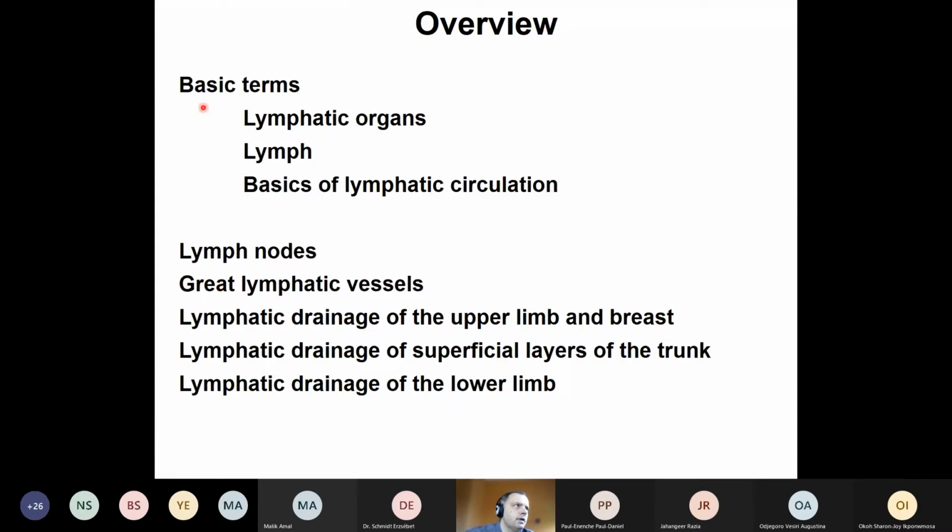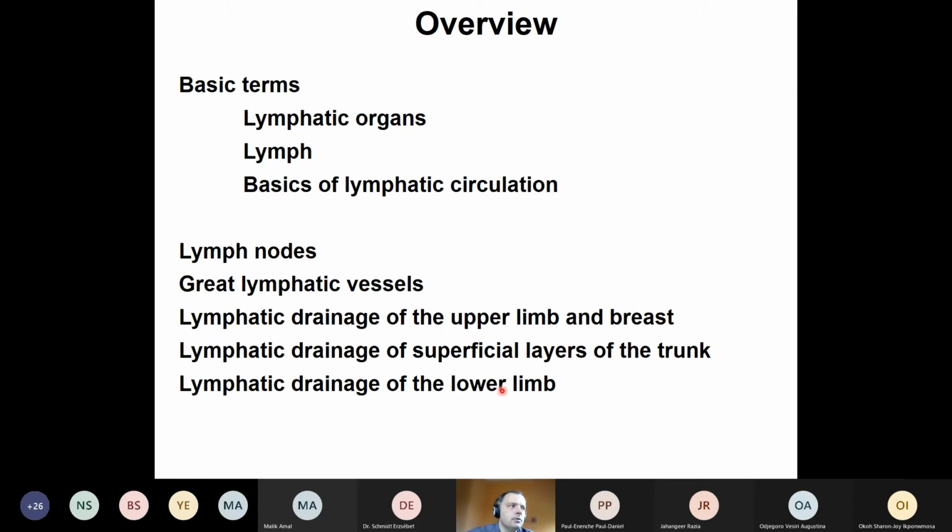First of all, I have to tell you some basic terms. What are the lymphatic organs? What is lymph fluid? And some basics about the lymphatic circulation. And then I will talk about lymph nodes. I just mentioned the great lymphatic vessels without going into details because that is a second semester issue. And I have some slides about the limb, the breast, and the trunk and the lower limb.